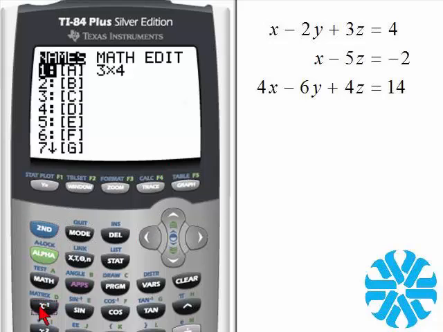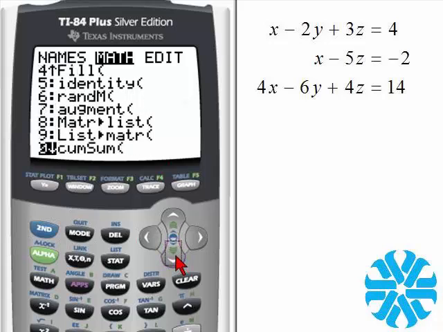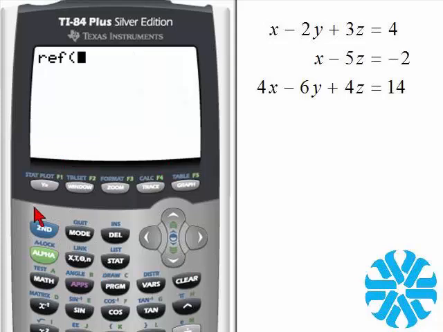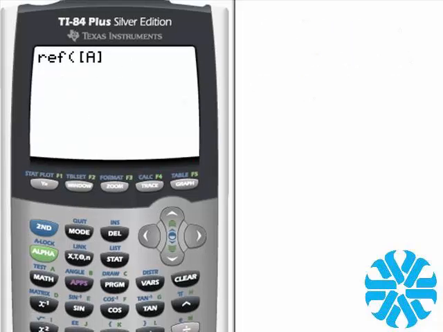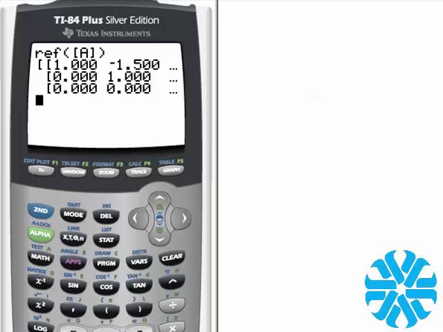So second function, then matrix. Let's go to math. And let's find REF. There it is. Select enter. Let's go back to the matrix mode. And we want matrix A. Select enter. And close the parenthesis. And then enter. Okay, here's our matrix in reduced echelon form.